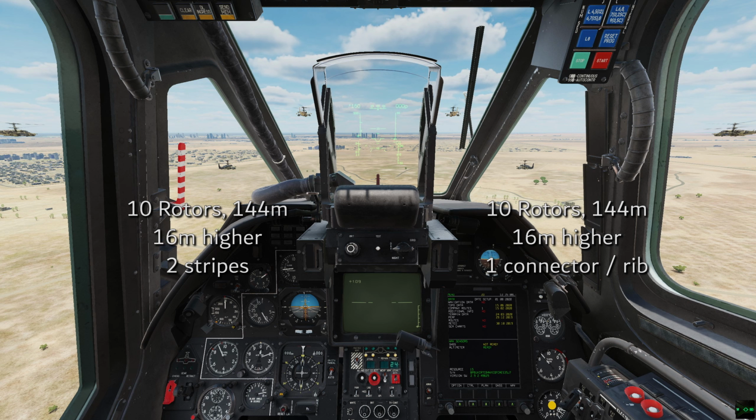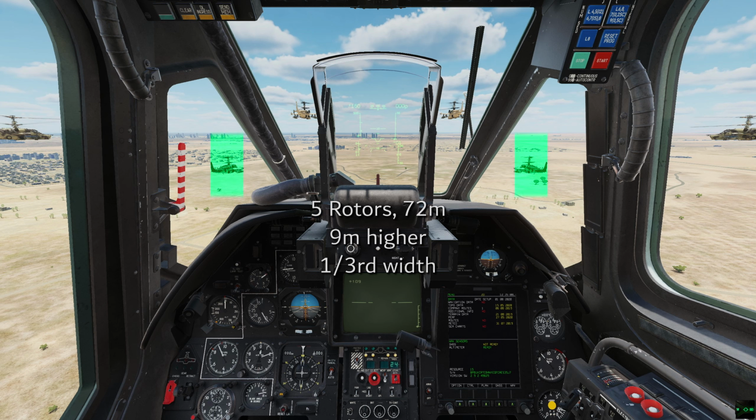Gauging the distance: if they're as tall as one of these stripes or this rib. Alternately, if they're 1/6 the width of the middle, they're 10 rotor lengths away. At five rotor lengths, they cover 1/3 the width, or 80% if it's at 2 rotor lengths.